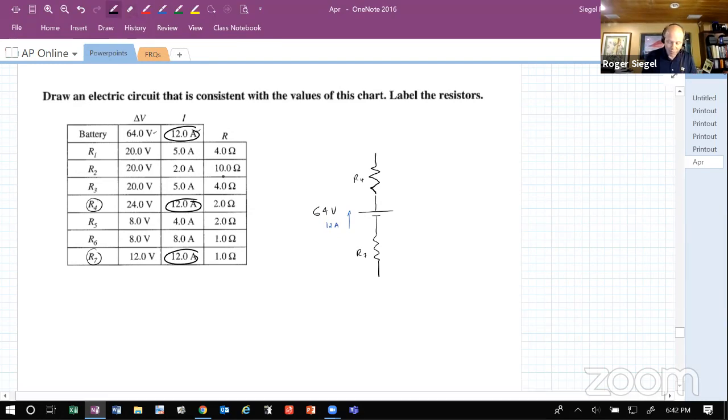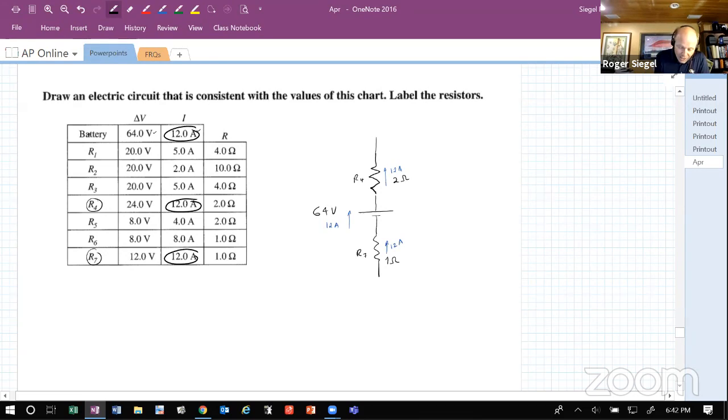And the reason I can do that, once again, is because these can't be in parallel, because the current can't be reduced. And so once again, let's say that we've got 12 amps of current through each one of these. There's my 12 amps. And for each of these, let's see, what did we have also? The resistance is 1 ohm and 2 ohms. And that'll be important later. All right, good.